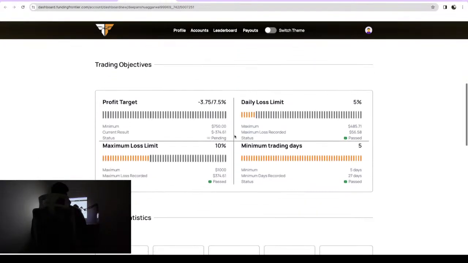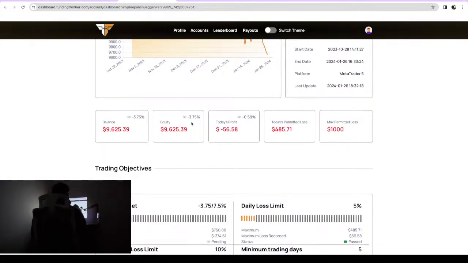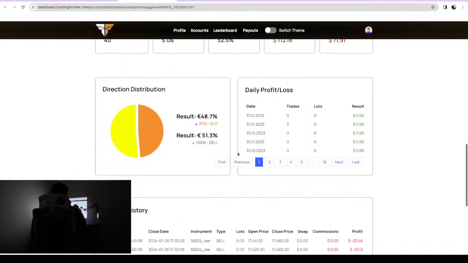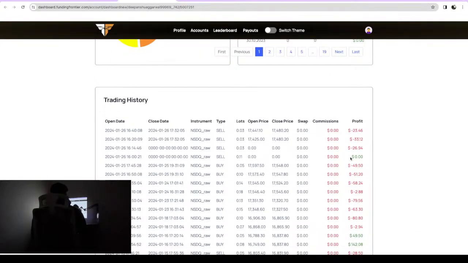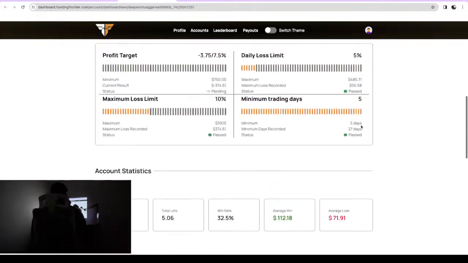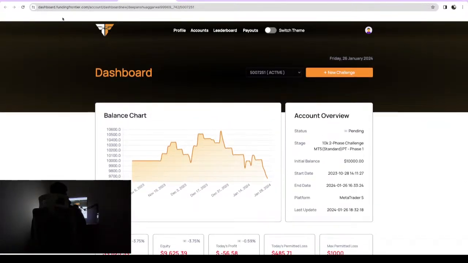So now our account is at minus $375, and this is the loss today. The first trade closed with no profit, no loss, and the other trades had a few losses. It's a normal day as usual.